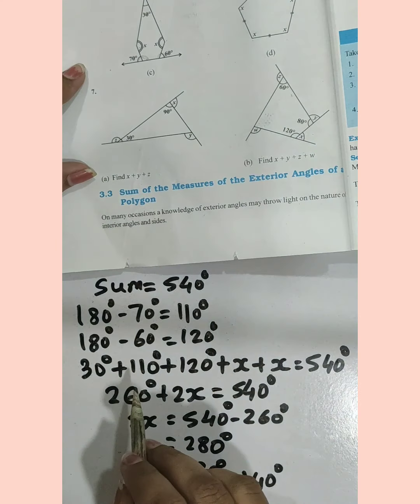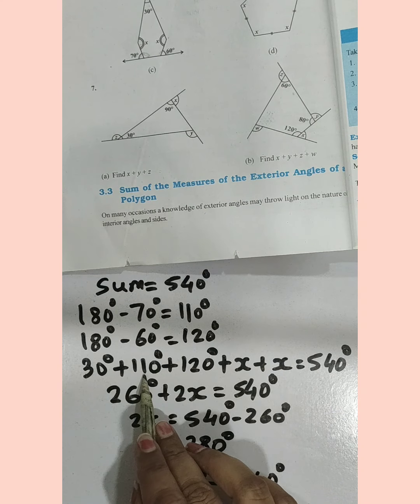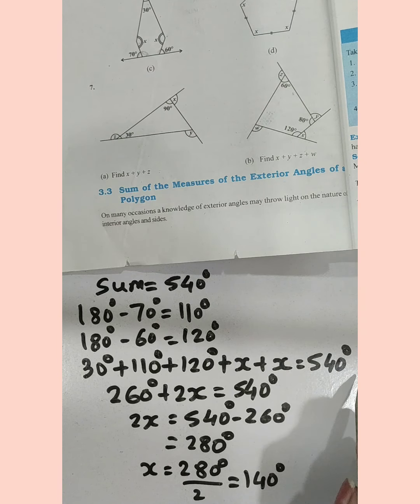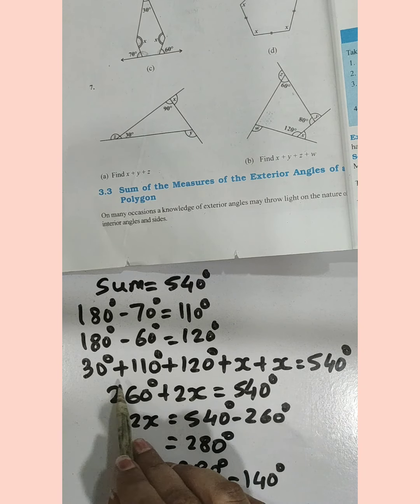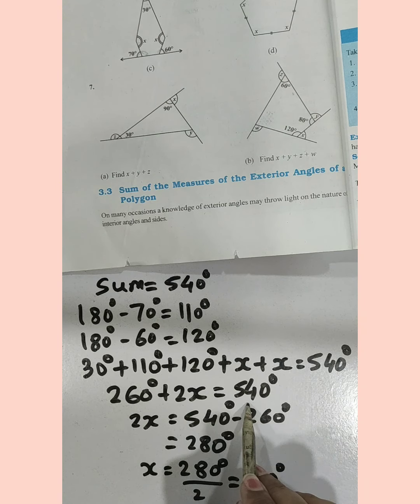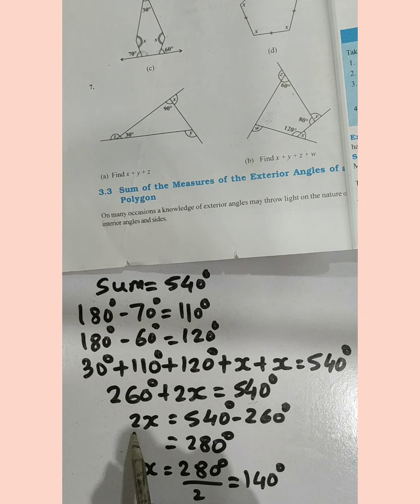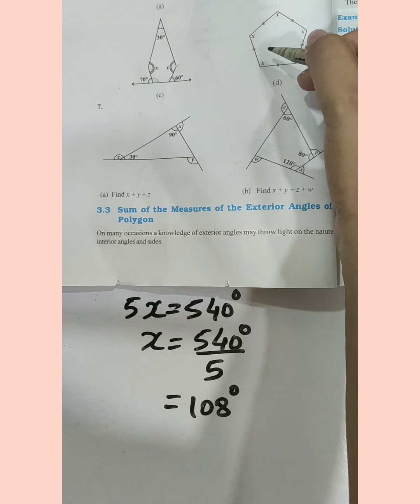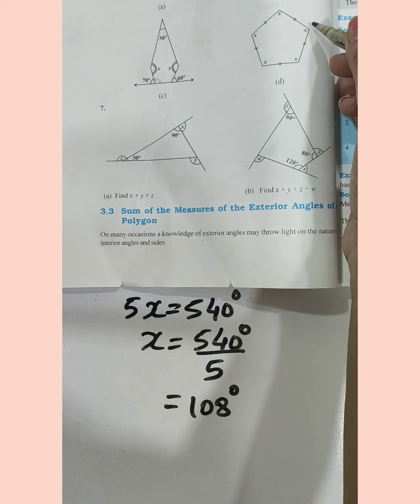So I can use the angle sum property of a pentagon, that is 30 degrees plus 110 plus 120 plus x plus x will give you 540 degrees sum. So I can find the value of x. If I add this, I'll get 260 plus 2x is equal to 540. So 2x is equal to, if I take 260 on the other side, it will become minus, so it is going to be 540 minus 260, that is 280. And then if I bring 2 on the other side, it is going to be 280 divided by 2, that is 140.